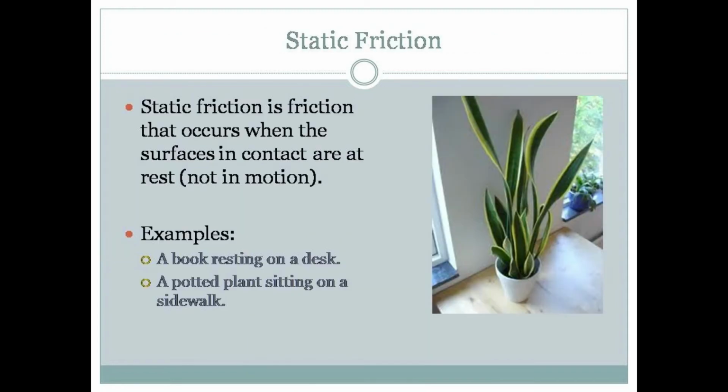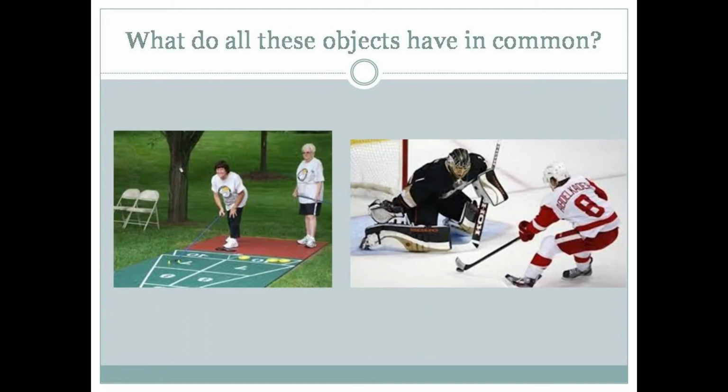Those are examples of static friction. Static friction is friction that occurs when the surfaces in contact are at rest or not in motion. Examples: a book resting on a desk, a potted plant sitting on a sidewalk. What do all these objects have in common?